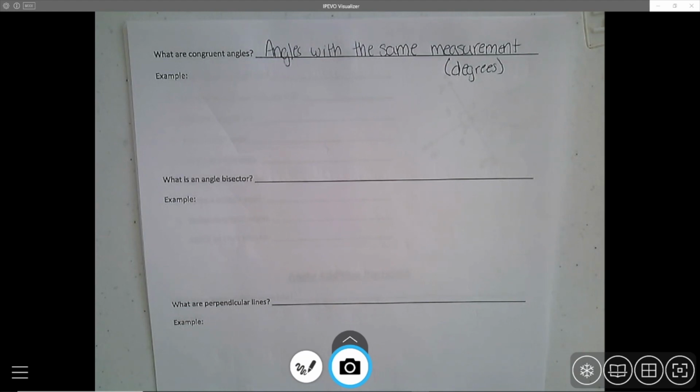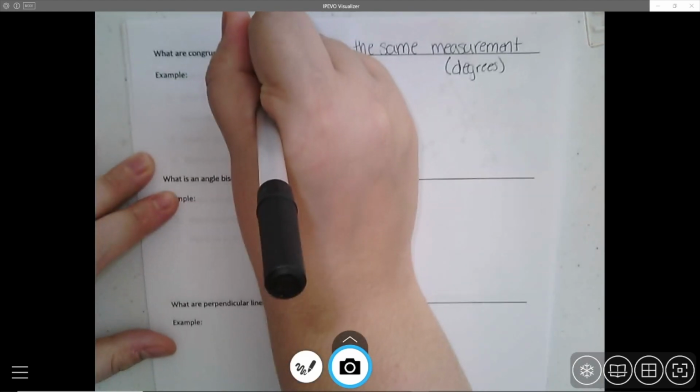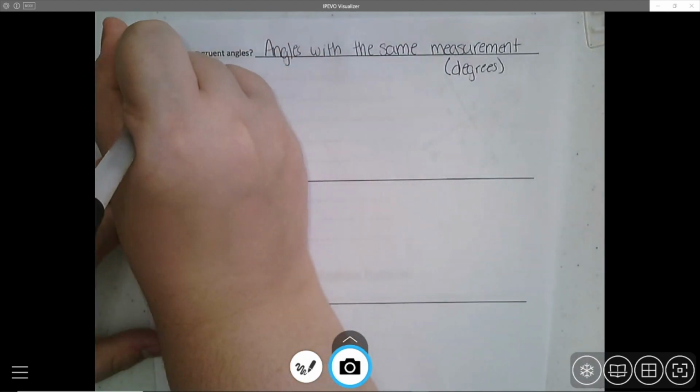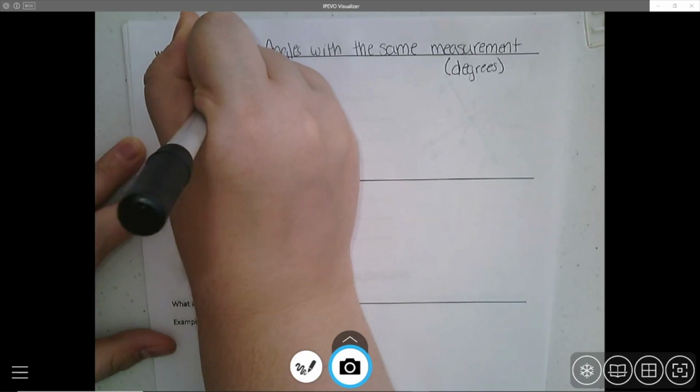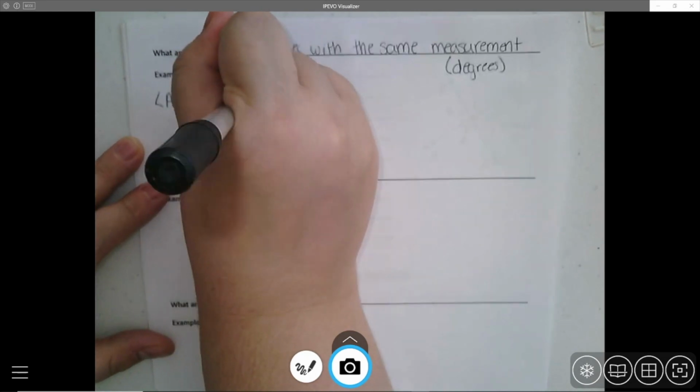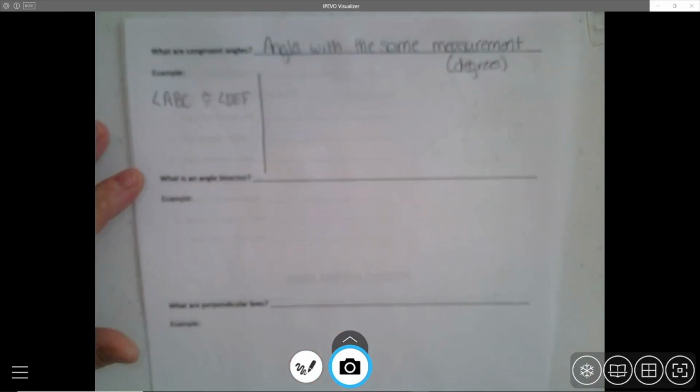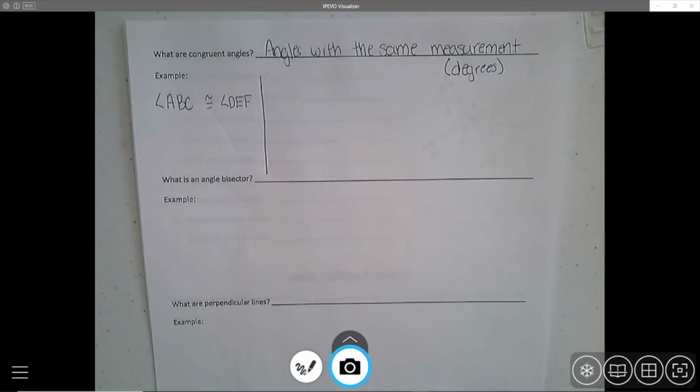Now, there are 3 ways that we can show that angles are congruent. One way is to have it written angle ABC is congruent to angle DEF. That's one way to show that angles are congruent. They have it written out with the congruent symbol in between.